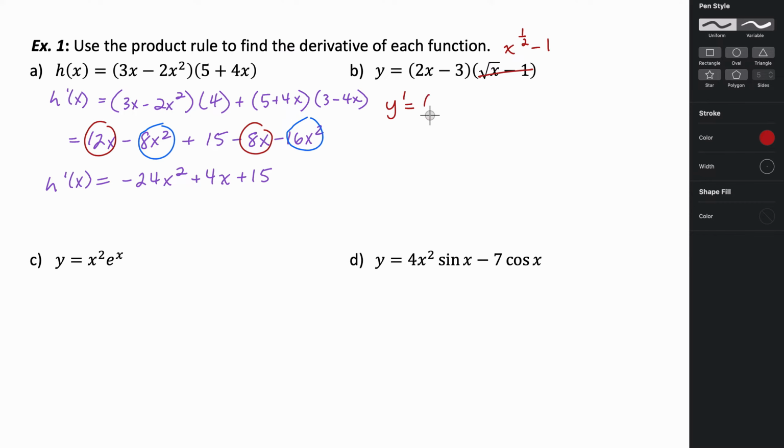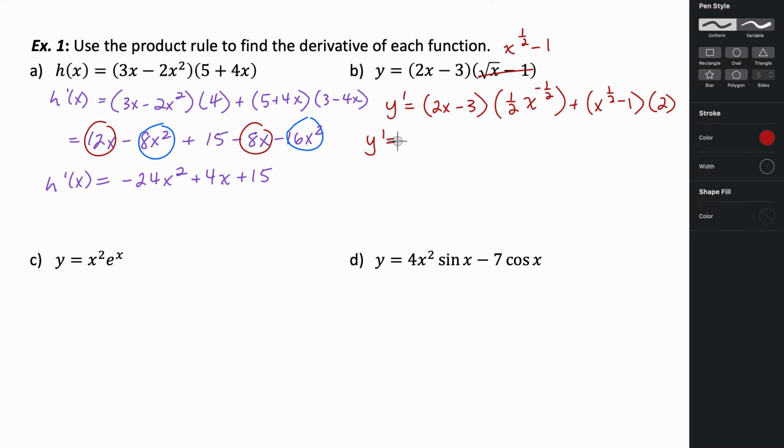So y prime equals the first part of our function, right? The first part of the product, 2x minus 3, times the derivative of the second. So that's going to be 1/2 times x to the negative 1/2, plus the second part of our product, x to the 1/2 minus 1, times the derivative of the first part of our product, which is just 2. And now we can just distribute and do some simple algebra.